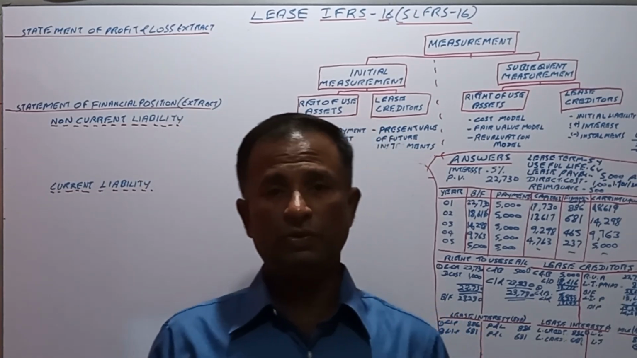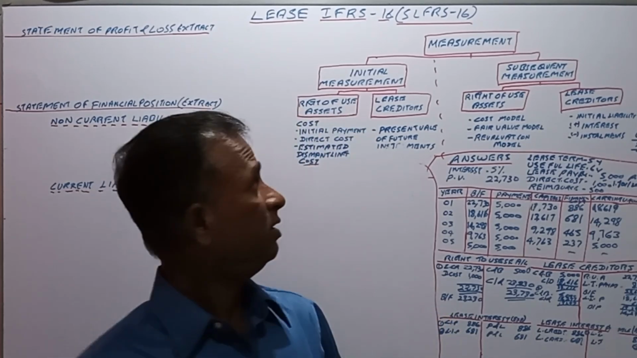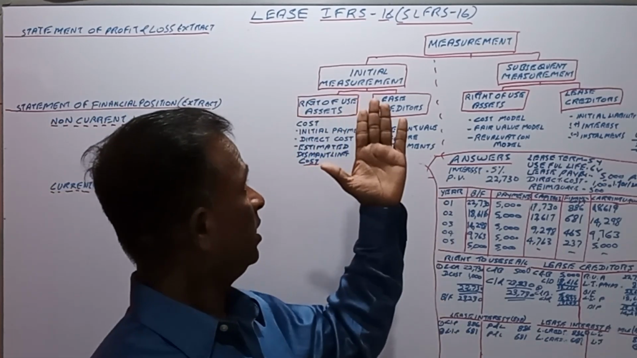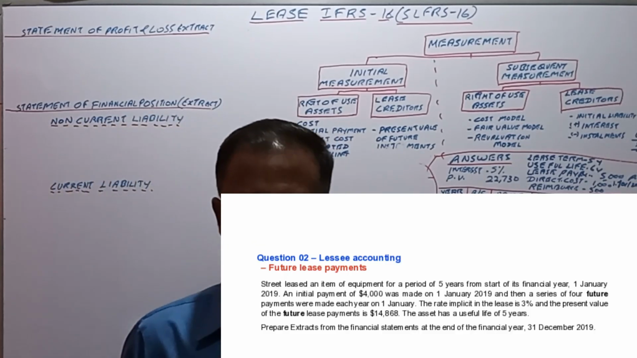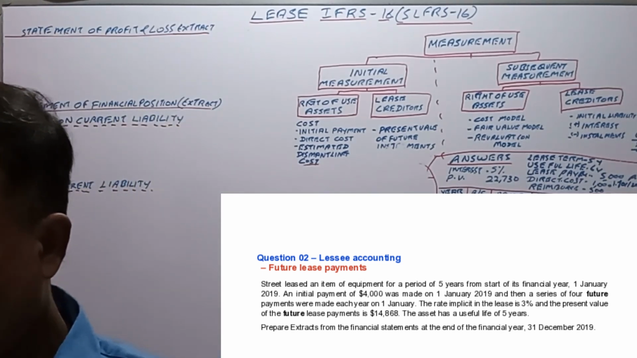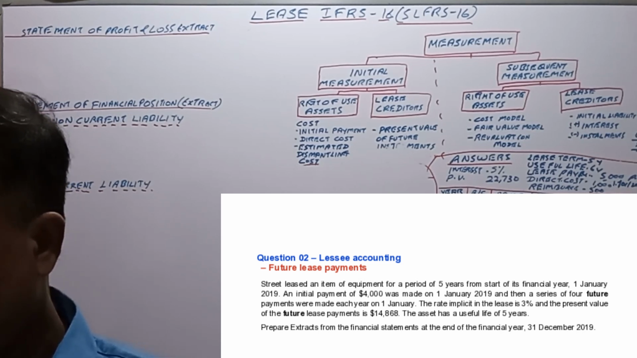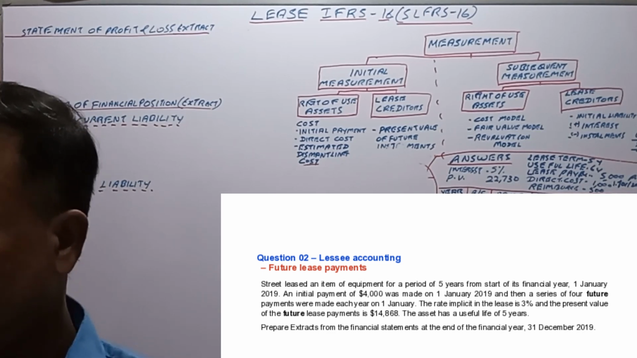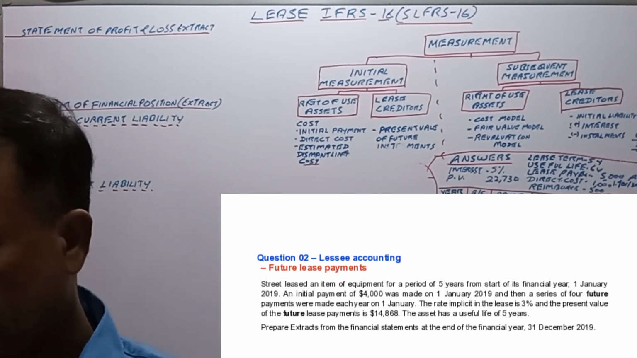Next we are going to do another question and answer session on the lease, IFRS 16, SLFRS 16. Okay, we will go directly to the question. In the question, Street leased an item of equipment for a period of 5 years from the start of its financial year.